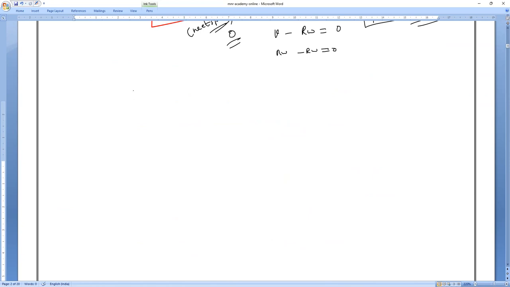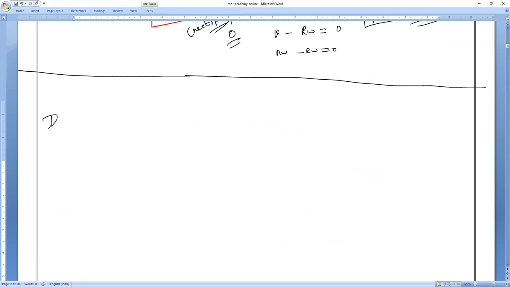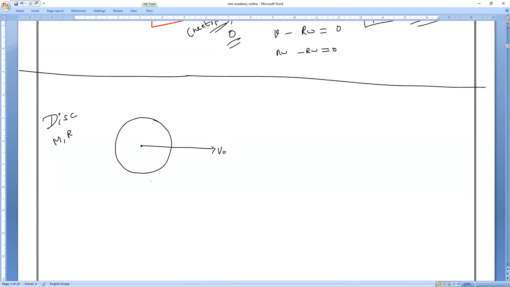So here we are going to introduce many concepts we studied till now, like vectors and motion in one dimension. Let me consider a disk whose mass is capital M and whose radius is R. Work along with me so that it is easy. The velocity of the center of mass is V naught. Are you clear, everybody?